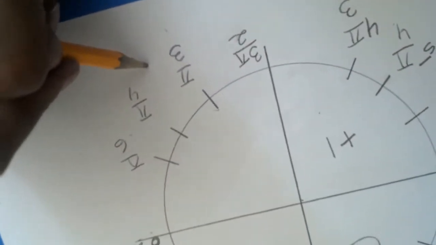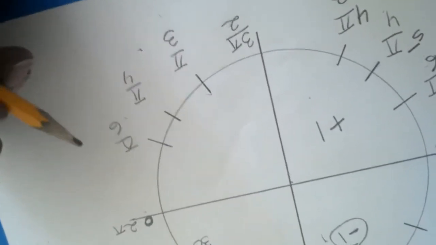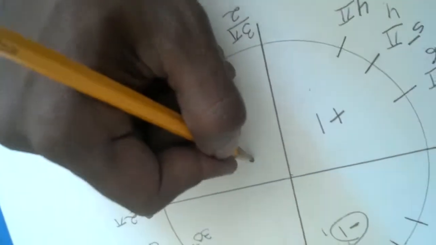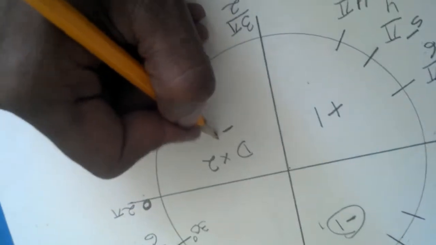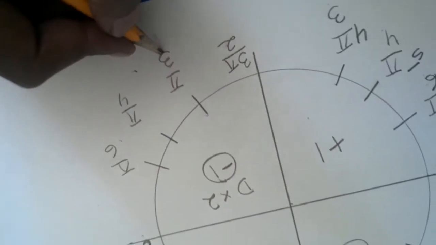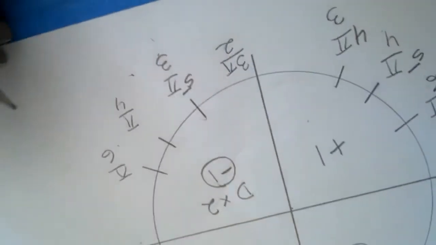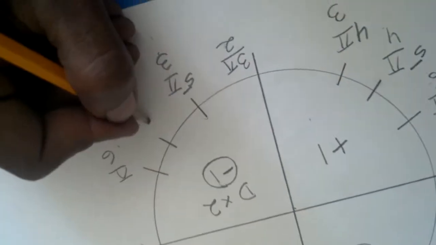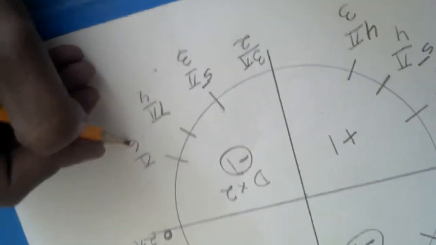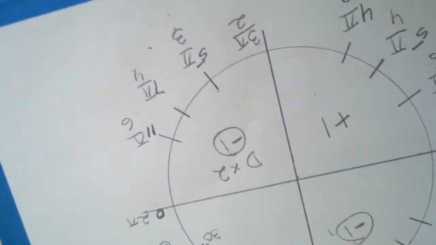In our fourth quadrant, this is just a little bit harder, but pretty easy. Take the denominator, multiply by 2, subtract 1. So 3 times 2 is 6, 6 minus 1 is 5. 4 times 2 is 8, 8 minus 1, 7. 6 times 2, 12, 12 minus 1, 11.